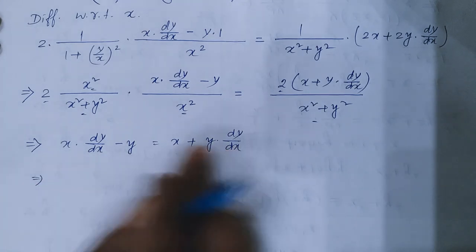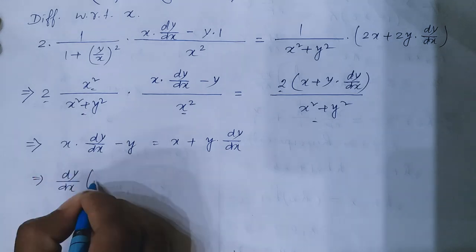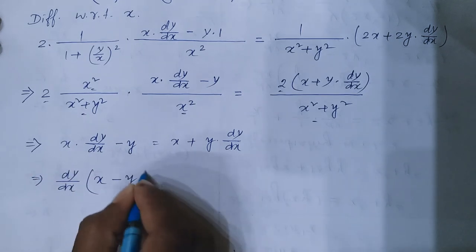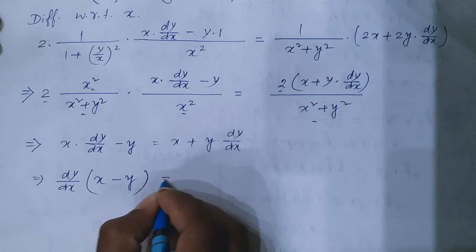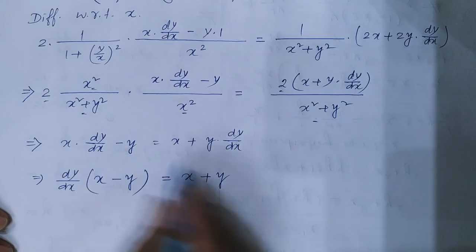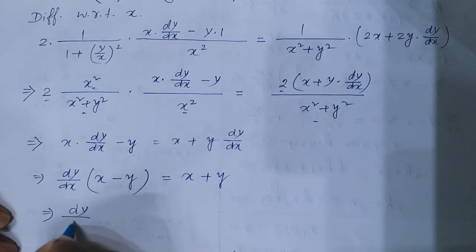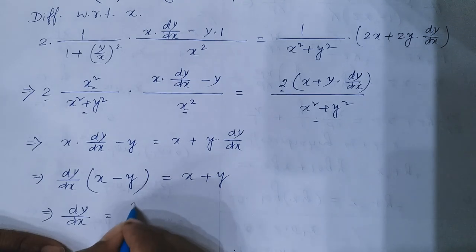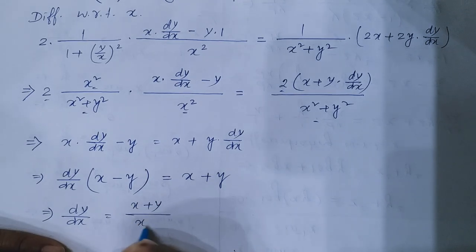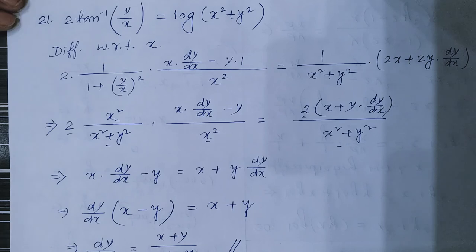Now the method is same: shift to the left hand side and take common dy/dx. So dy/dx is common, x remaining here, minus y from here, and on the right hand side x is already here, y will go to the right side, so plus y. So from here it is simply dy/dx is equal to x plus y divided by x minus y. So you may leave the answer here. And this is question number 21, it is an important question. And the previous question also was an important question.